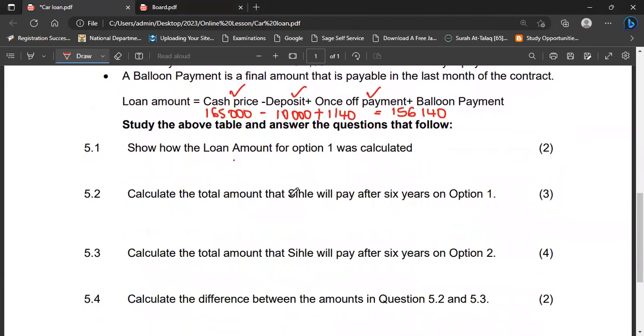Calculate the total amount that Sila will pay after 6 years in option 1. So what are we going to do? Remember, in option 1, over a period of 6 years, we need to turn it into months. Why do we turn it into months? Because the person paid monthly installments.